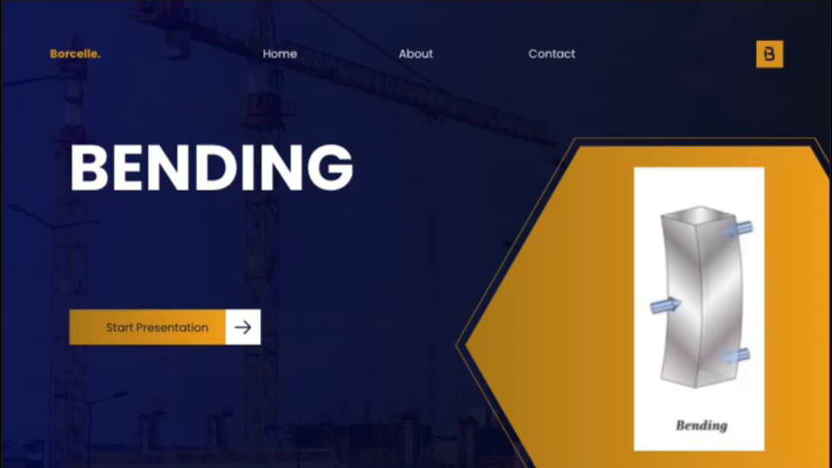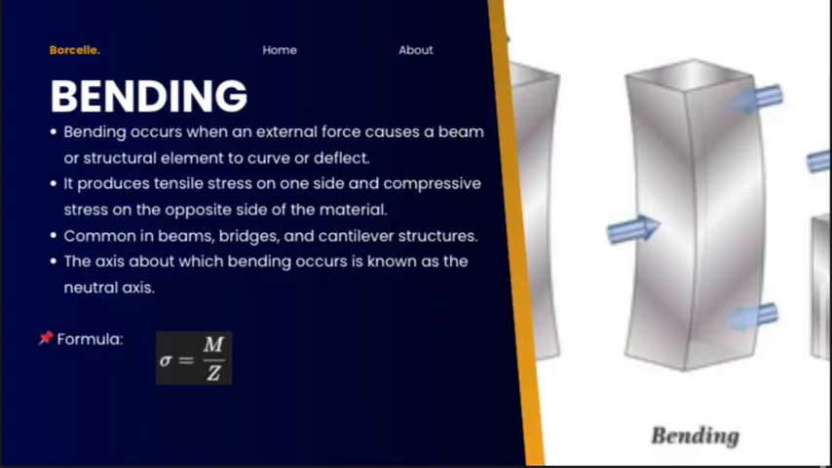The last topic would be bending moment. It occurs when external forces cause a beam or structural element to curve or deflect. It produces tensile stress on one side and compressive stress on the opposite side of the material. Common in beams, bridges, and cantilever structures. The axis about which bending occurs is known as the neutral axis. Formula: bending stress equals bending moment over section modulus.